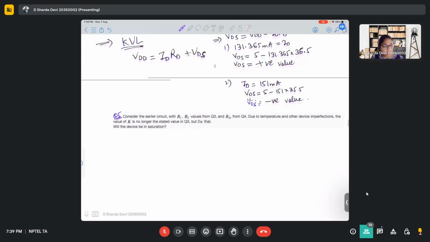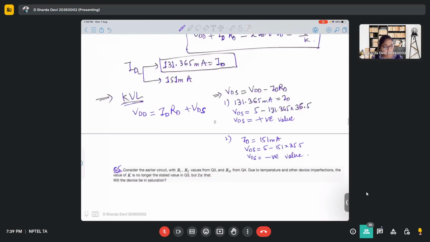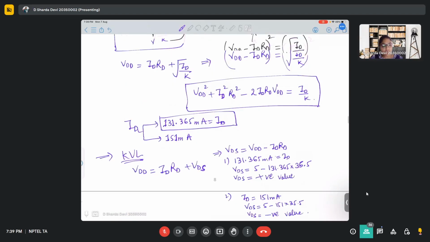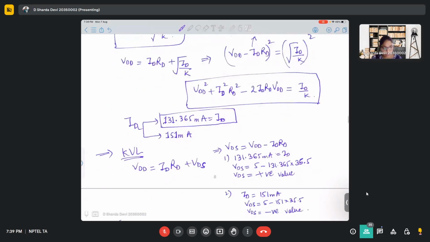Ma'am, please, I have a question. Yes. Are you sure that the ID is 131 milli? Because you have to solve this quadratic equation. The moment you solve this quadratic equation, substituting all the values, you can get these two values. Now, the only thing that you know is RD. So the only equation that you can use is a KVL from VDD to ground, which is just VDD.